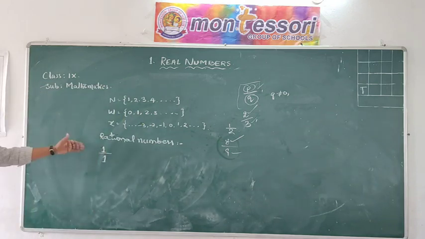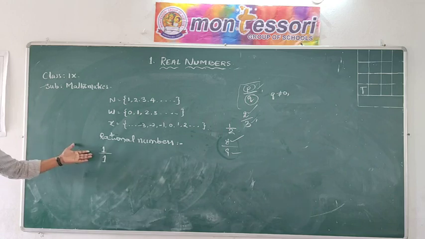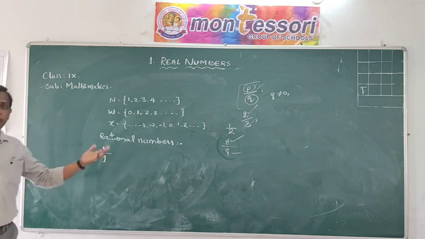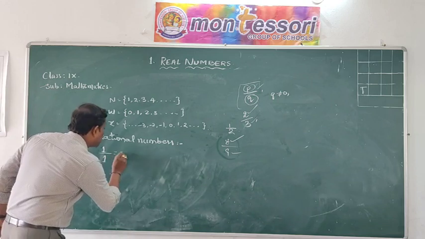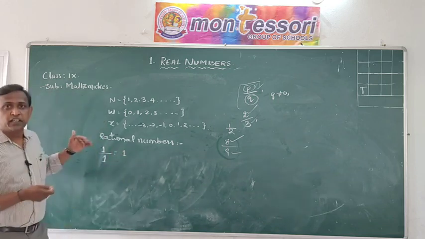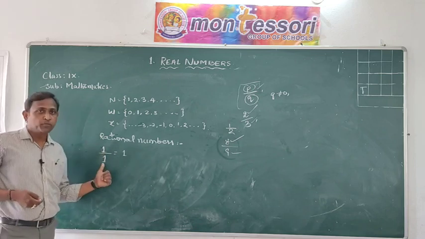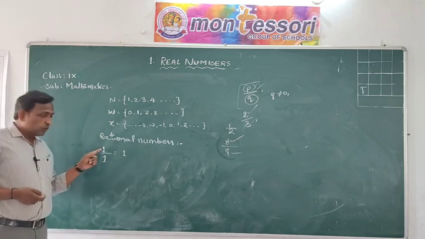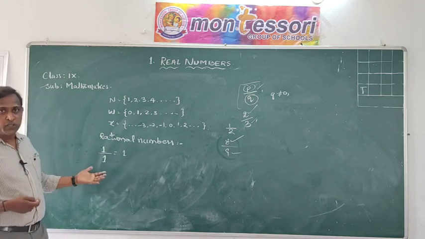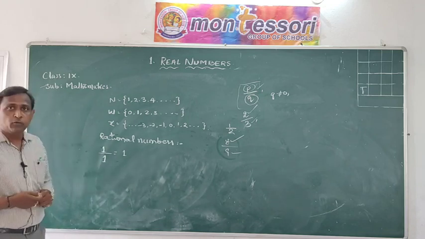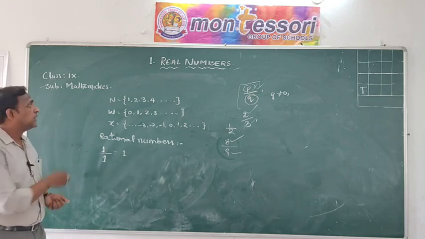So if I write 1 by 1, what is the problem for us? 1 by 1 is equal to again 1 only, then this is also equal to 1. So without changing its value, we have just expressed it in the form of p by q. Here you see p is 1, q is 1. So q is not equal to 0. So that 1 by 1 is also a rational number.